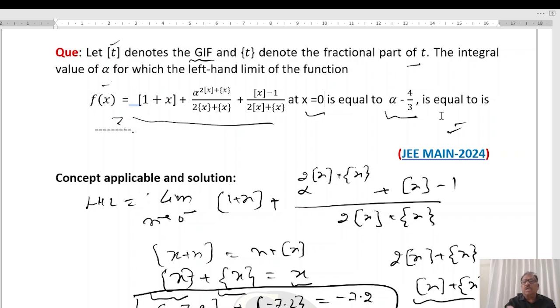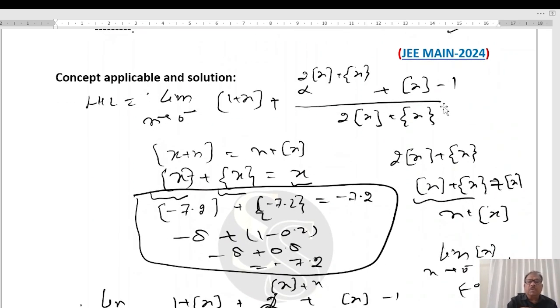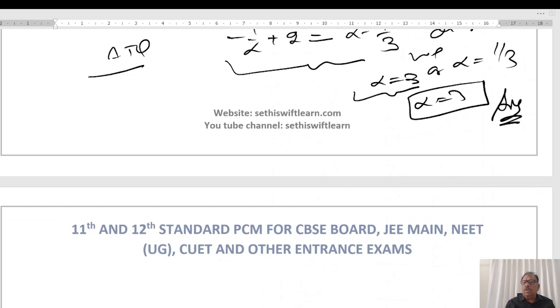Now, in this case, I have given the properties which are applicable here. In this case, this is a breakup property. This is the property: sum of the greatest integer part and fraction part is equal to the number itself, right? Using these properties, we simplify it. Now, next question.